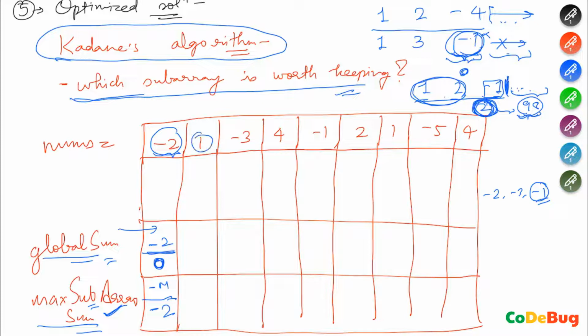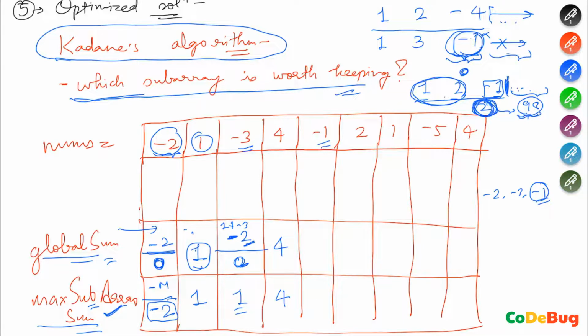After this one, what will we have? We will have 1. And is this sum greater than the current maximum subarray sum? Yes, it is. So we'll update it to 1. Now this is -3. So we'll have here 1 plus -3. This will become -2. And between -2 and 1, which one is greater? 1. And we'll reset this to 0. Okay. Then we have 4. So our global sum is 4. And is it greater than the maximum subarray sum? Yes, it is. So we'll update this to 4.